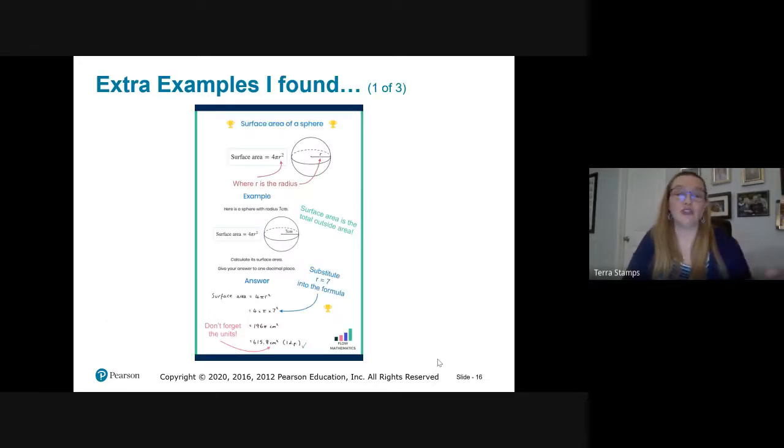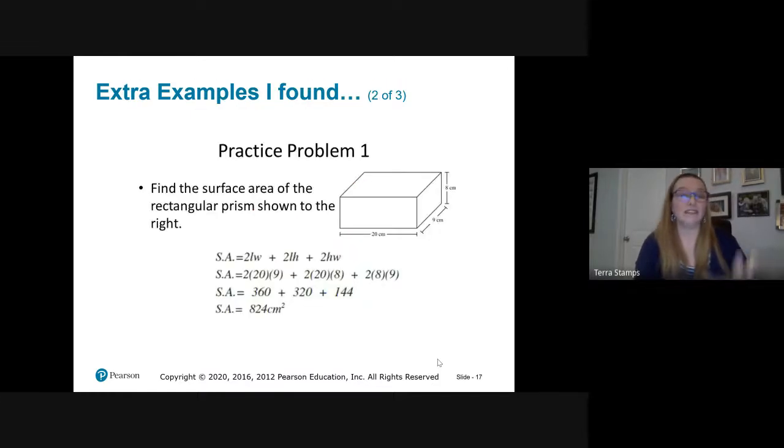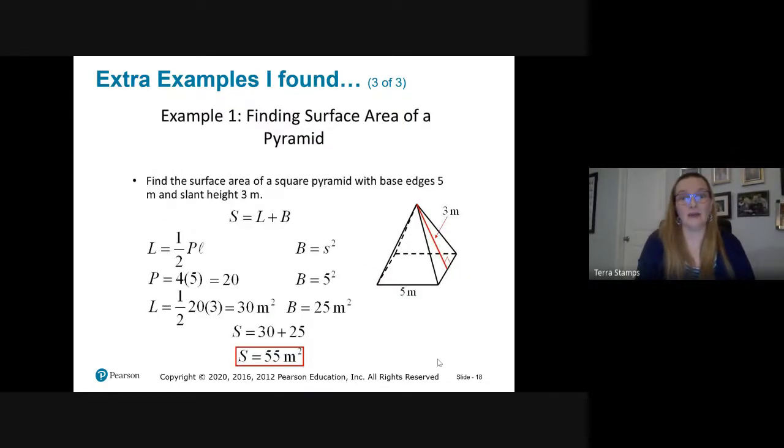Okay, so I did find some extra examples online. I didn't want to hit you with too many examples, but I found one on the surface area that really lays it out. It doesn't just say, here's an example, here's the answer. I liked this one because it had a whole bunch of arrows and explanations. So this is an extra example for you to look over for a sphere. This is an extra example I found as well. It just happened to be labeled practice problem 1. That's a rectangular prism example, and then a pyramid, so another pyramid example.